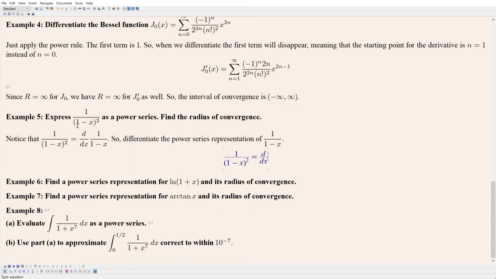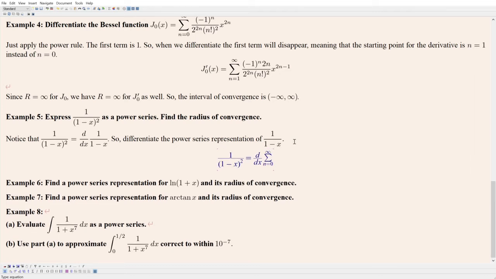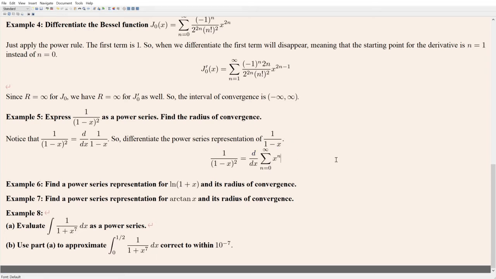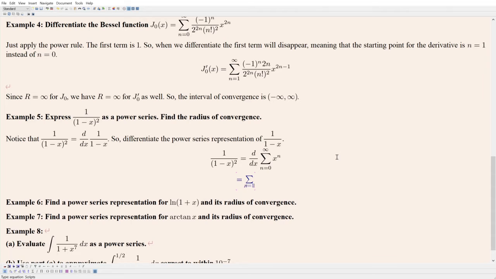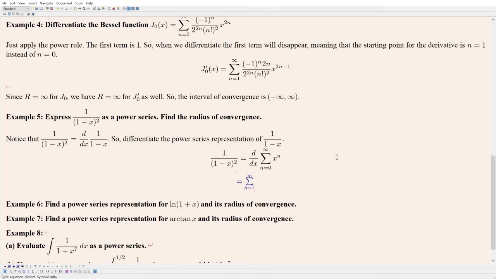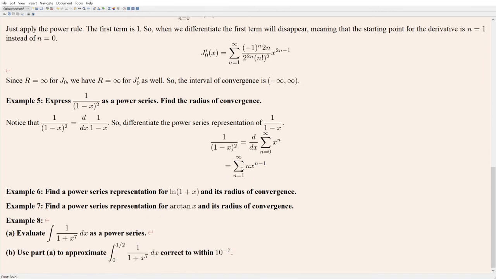So it's the derivative of the power series representation of this. The first term is a constant, which means it goes away, so you have to increment the starting point, but aside from that, it's literally just the power rule. And that's that.